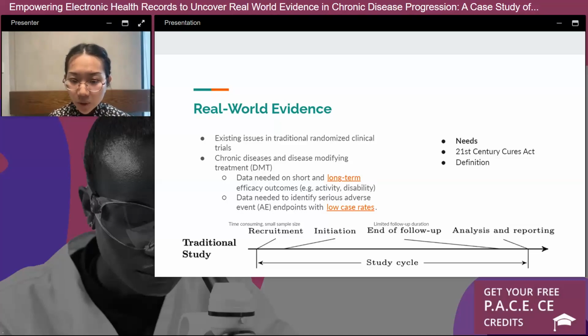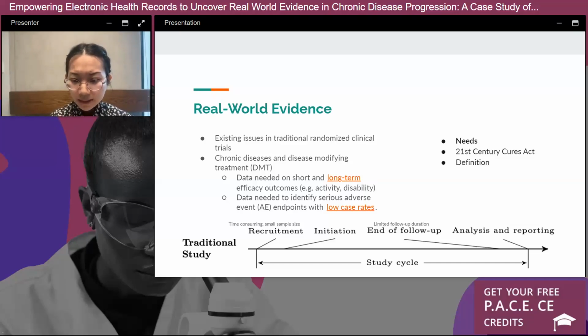But in monitoring chronic diseases and disease-modifying therapies, you would need not only short-term, but also longer-term efficacy outcomes, for instance, disease activity or disability status change. And for some outcomes with an extremely low case rate, for instance, serious adverse events, you would require a much, much larger patient population in order to arrive at any conclusive results.